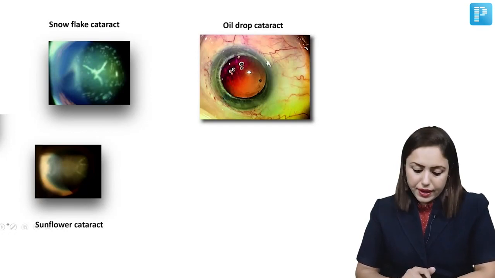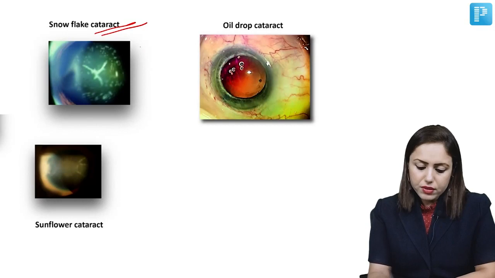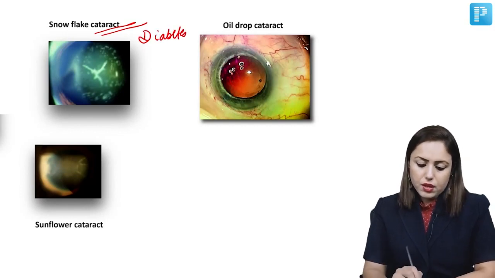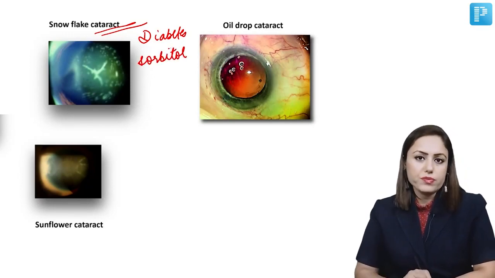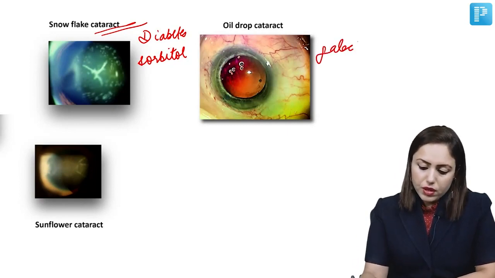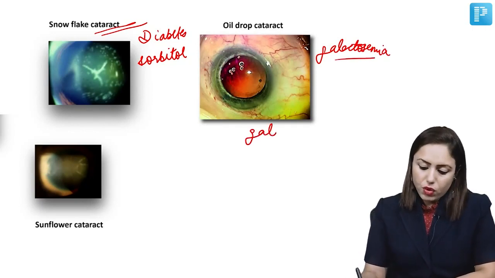Then you can see some cataracts. Snowflake cataract. Snowflake cataract is found in diabetes, right? Due to the excess of alcohol sorbitol. Then oil drop cataract is found in galactosemia, and this is because of excess of alcohol, galactitol or dulcitol.